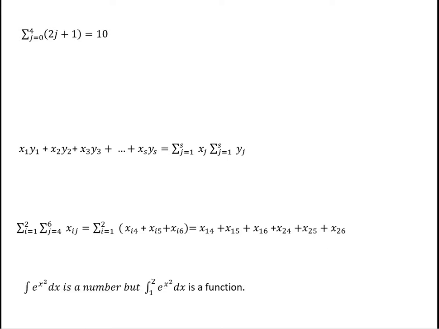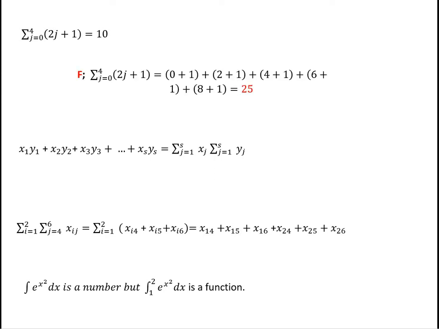e to the power x squared dx is a number, but integral from 1 to 2 of e to the power x squared dx is a function. So obviously the first one you can try easily, the 2j plus 1. So we just put j equal to 0, j equal to 1, 2, 3 and 4 and the answer would come 25.